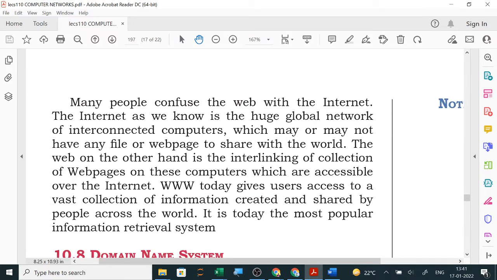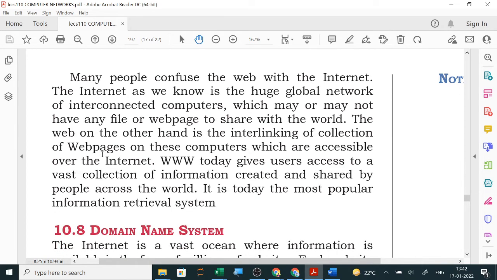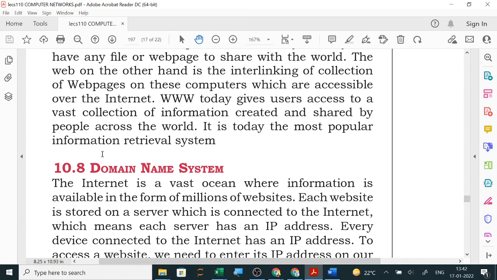Next, many people confuse the web with the internet. The internet, as we know, is the huge global network of interconnected computers which may or may not have any file or web page to share with the world. The web, on the other hand, is the interlinking of a collection of web pages on these computers which are accessible over the internet. WWW today gives users access to a vast collection of information created and shared by people across the world. It is today the most popular information retrieval system.